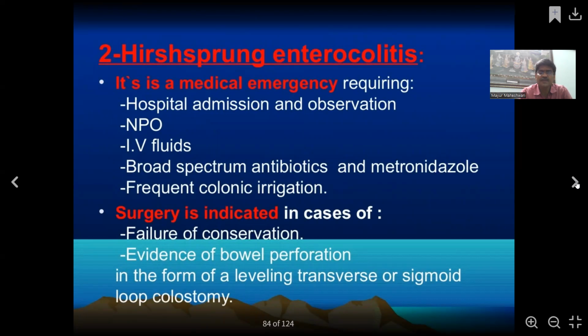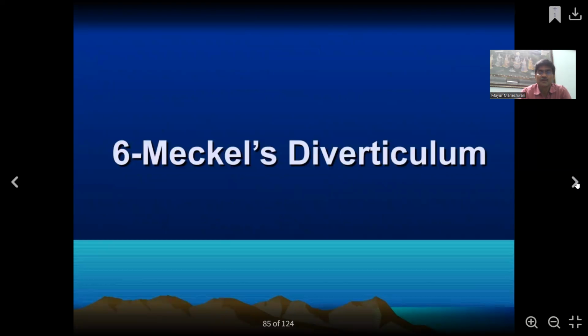And surgery is indicated if there is failure to conserve the patient, there is evidence of bowel perforation, or there is failure to respond to IV fluids and IV antibiotics. Then you have to do a diverting colostomy or loop colostomy.